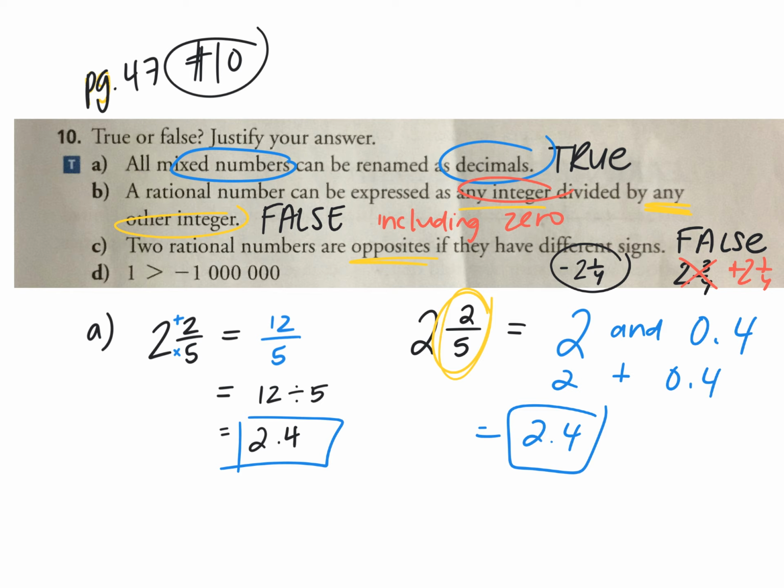1 is greater than negative 1 million. True, of course. Why? Pavisan? A positive is always greater than a negative, always.